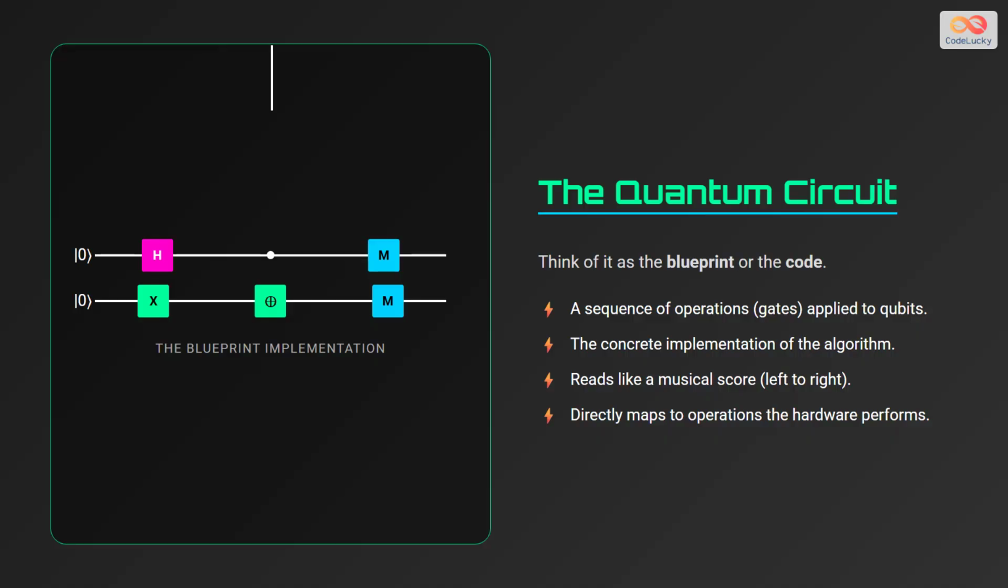Now, let us look at a quantum circuit. If the algorithm is the recipe, the circuit is the specific set of instructions for the kitchen equipment. A circuit is a sequence of logic gates, like Hadamard or CNOT gates, applied to specific lines of qubits. It is the concrete implementation that tells the hardware exactly what operations to perform and in what order.